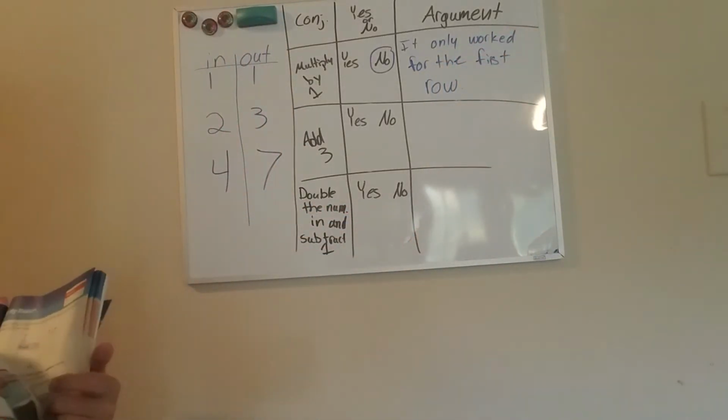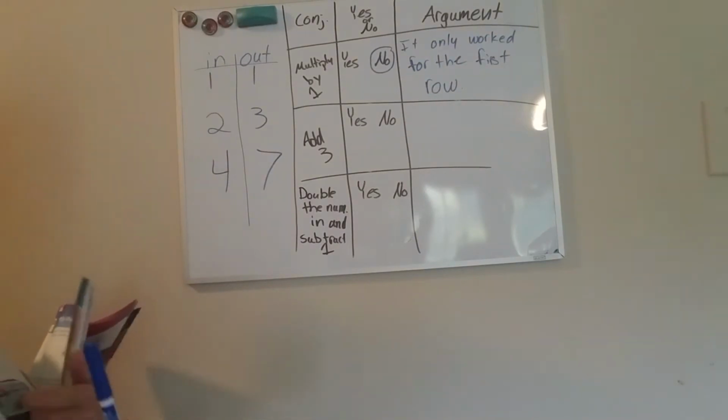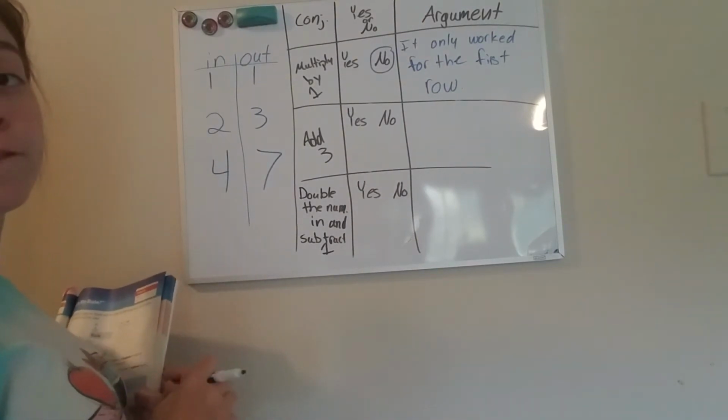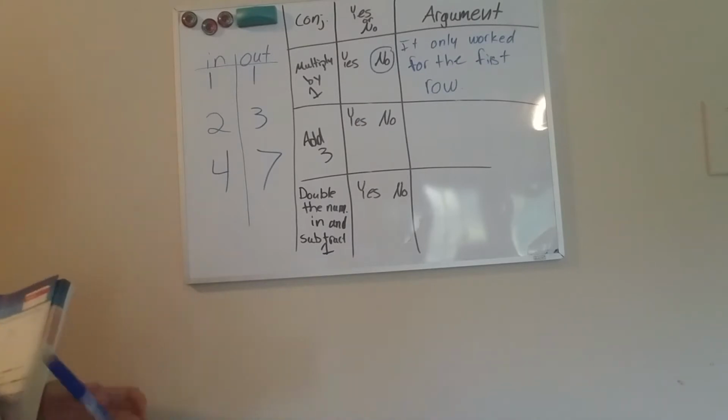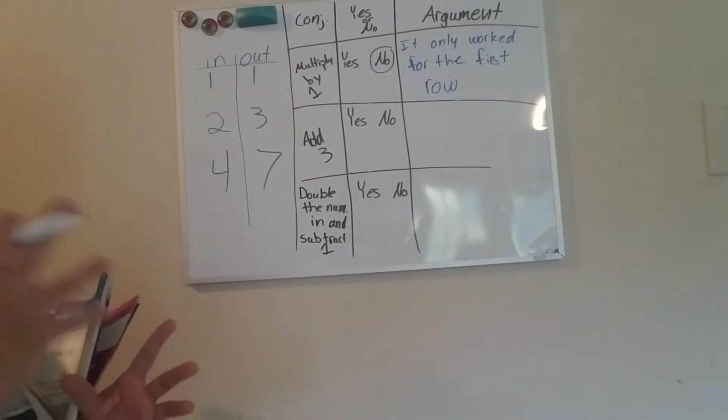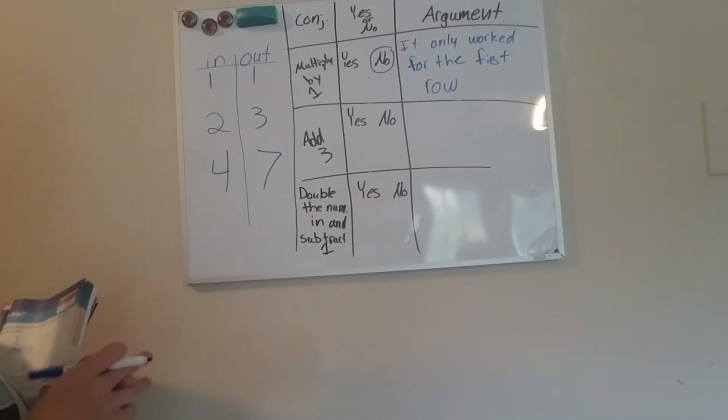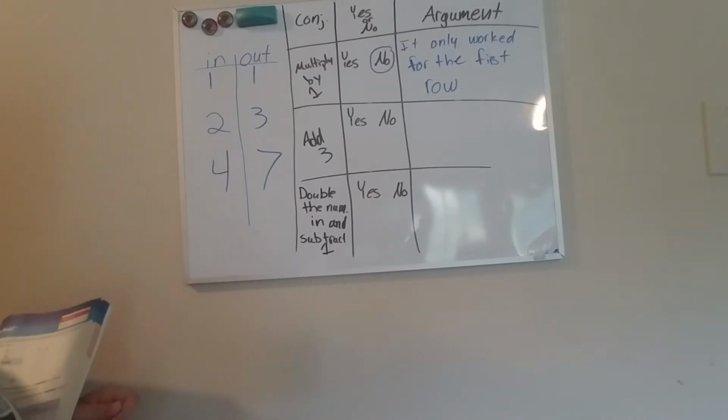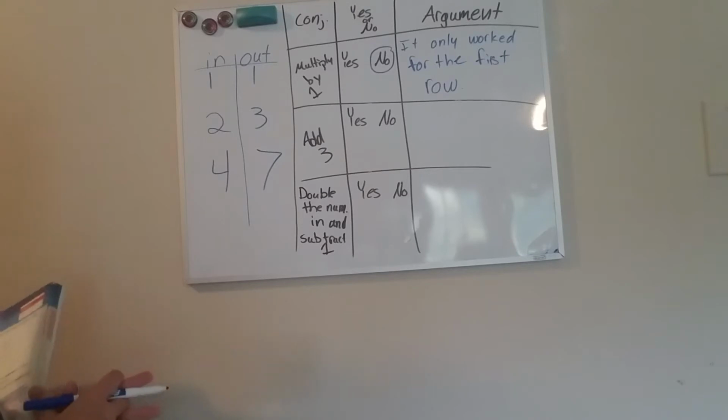Okay, so that's what you need to put in your explanation in your argument area. It only worked for the first row, because if it was going to be the correct rule, it would have worked for all of those. So that is a valid argument, okay? So write that down. If you need to pause, but I'm going to keep going, okay?